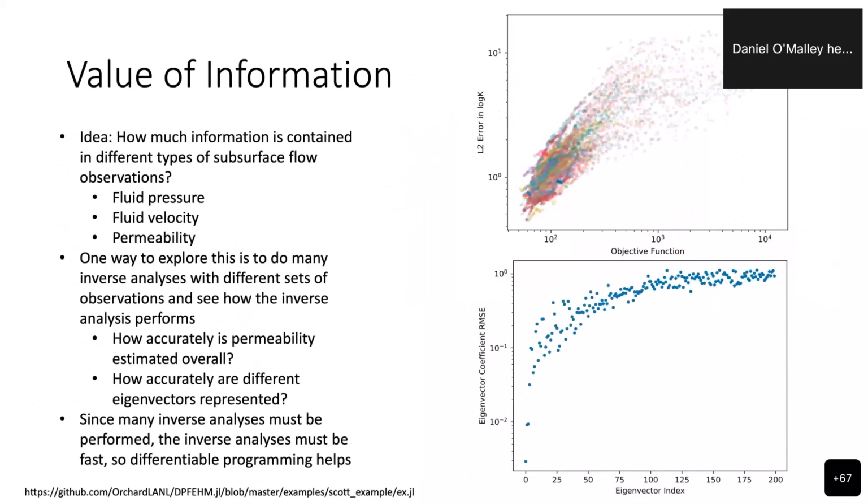This is some work with Scott Hansen, who was looking at the value of information that's available when you're doing inverse analysis. To do the kind of study that he wanted to do, he needed to solve lots and lots of different inverse problems. I won't go into the details, but the key thing here was having these fast gradients, which allowed us to solve a lot of inverse problems relatively quickly and get the data we needed to do this study of the value of the information.